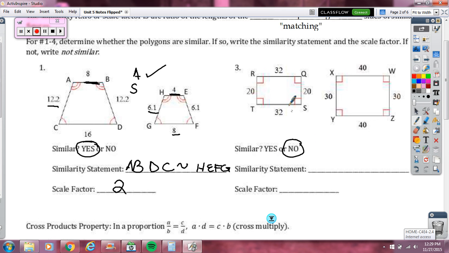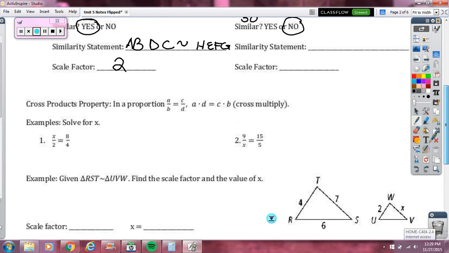This guy is not going to be similar because when you look at sides that match up, 20 divided by 30, you get 2/3 or 0.666 and so on. But when you do 32 divided by 40, you get 0.8. So not the same number. That means those aren't proportional. We don't have similar shapes.